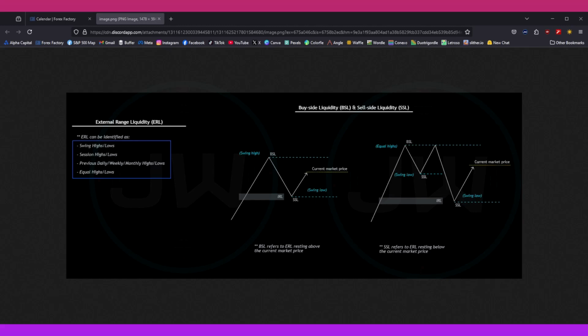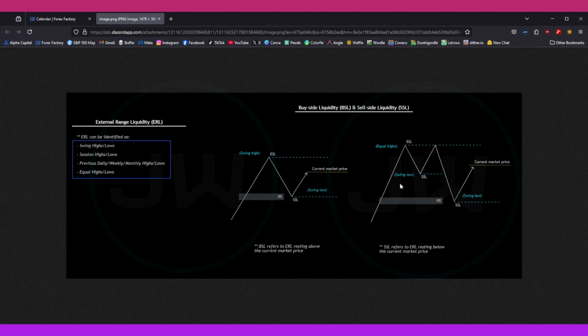Today we're going to go into buy-side and sell-side liquidity. And what exactly does that mean? So, buy-side liquidity refers to external range liquidity resting above the market price. If you remember, our external range liquidity are basically our swing highs and swing lows. And buy-side liquidity refers to our liquidity resting on our buy side above the current market price.